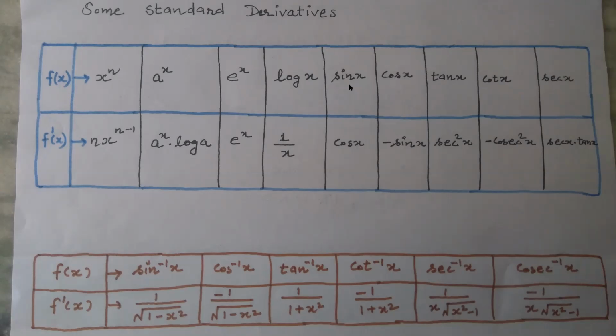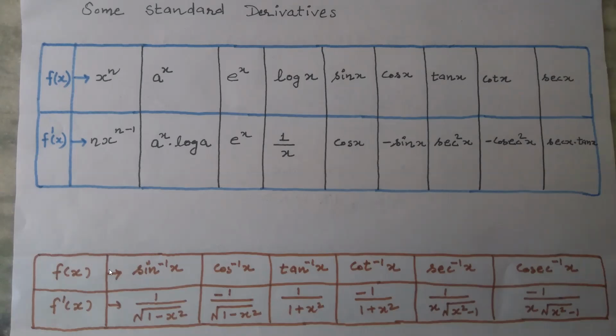Next, the derivative of sine x is cos x. Derivative of cos x is minus sine x. Derivative of tangent x is secant square x. Derivative of cotangent x is minus cosecant square x. Derivative of secant x is secant x into tangent x. Next is the derivative of cosecant x, which is equal to minus cosecant x into cotangent x.